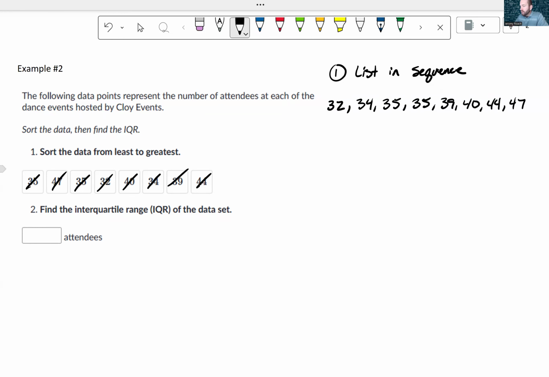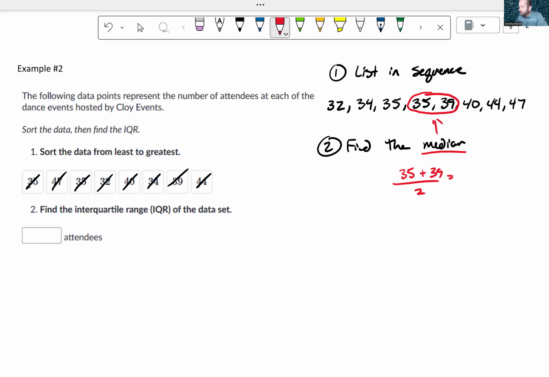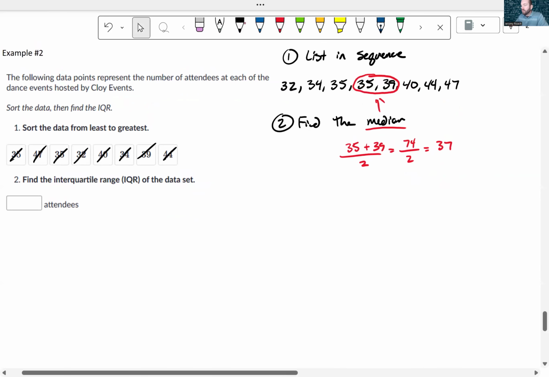Okay, now we're going to find the median. And again, we would cross off left, right, left, right. We've done that a few times already. So I'm just going to circle the median. And this time we get a median of 2 numbers. That's our median. So we've got to actually calculate what that is. 35 plus 39 divided by 2 gives us 74 over 2, which is 37. That's our median. Okay, so now when we rewrite our list, we want to find quartile 1 and quartile 3.